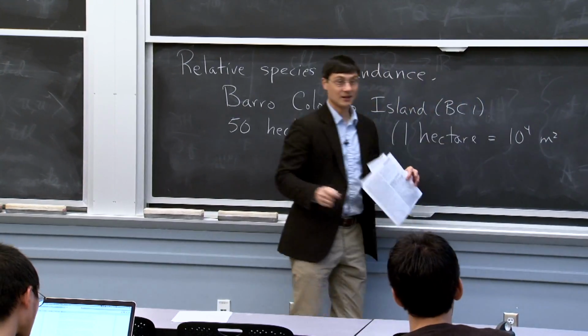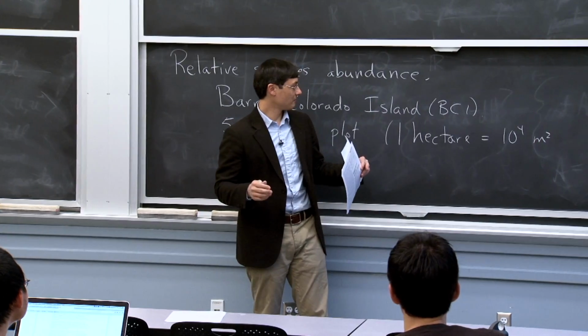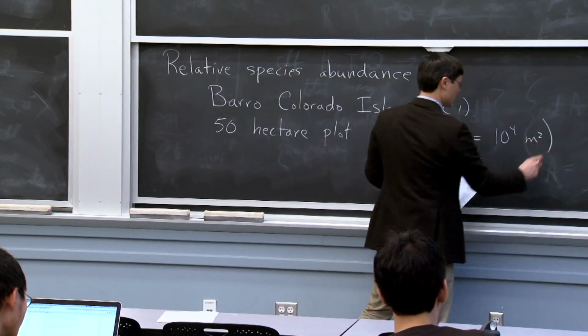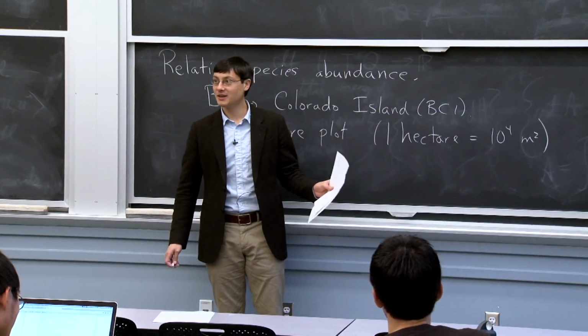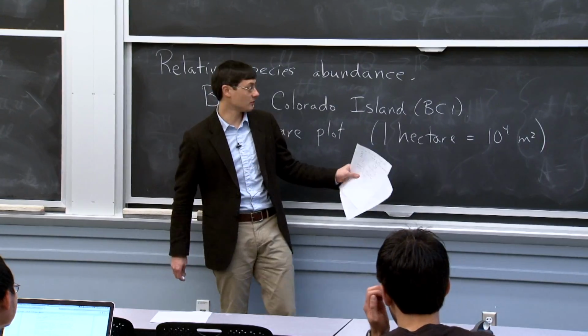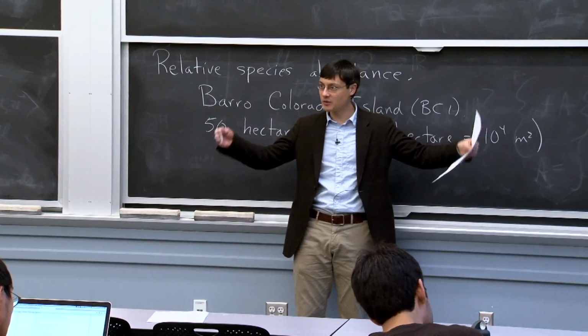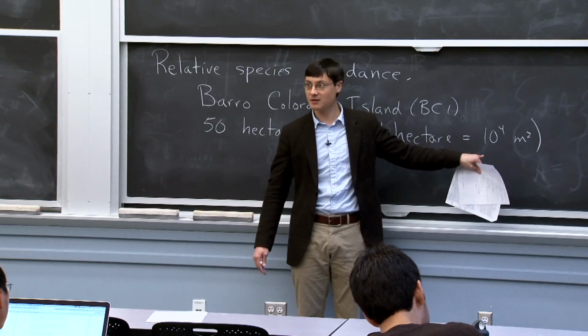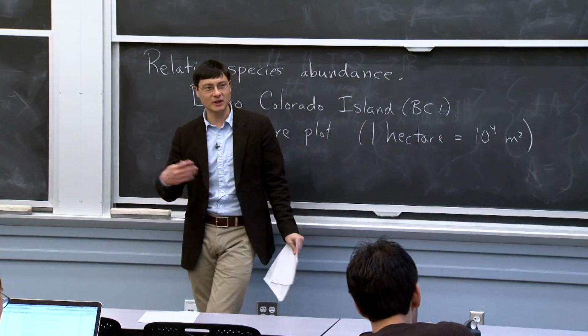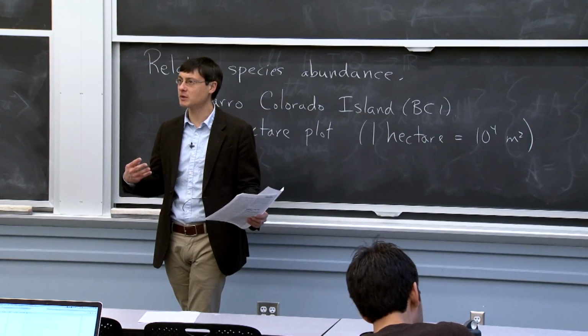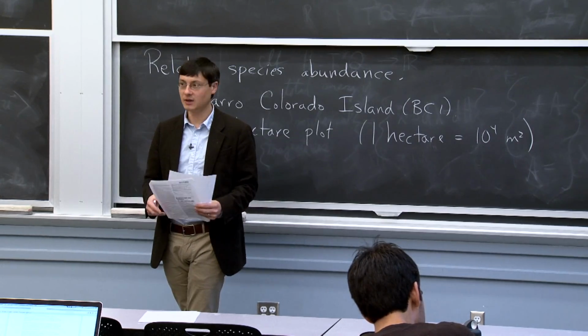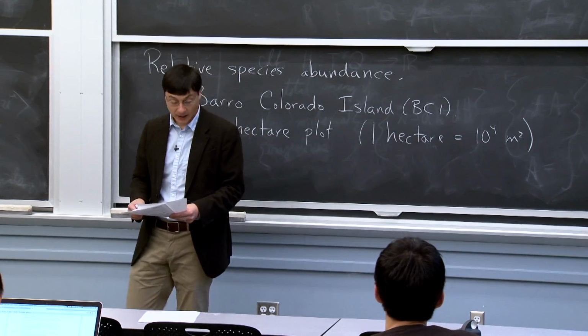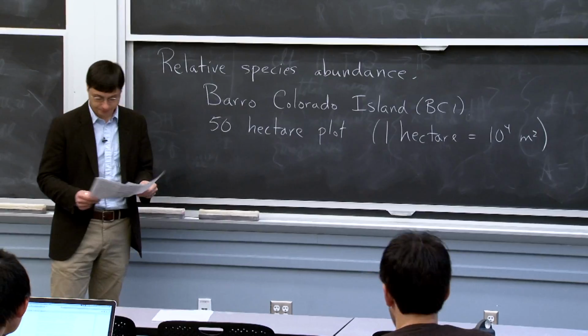Is it exactly or approximately? I think it's exact. Yeah, so apparently it is a metric unit. So the idea is that if you take 100 meters by 100 meters, this is a hectare, and there's 50 of them. So it's about half a square kilometer, to give you a sense of what we're talking about. And what do they do on this plot?